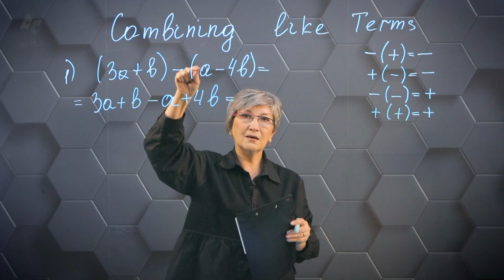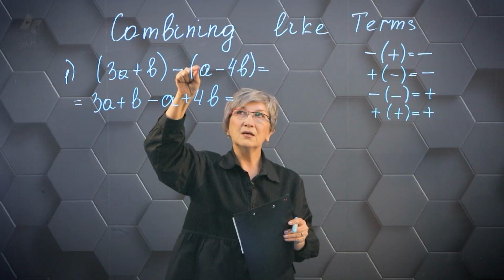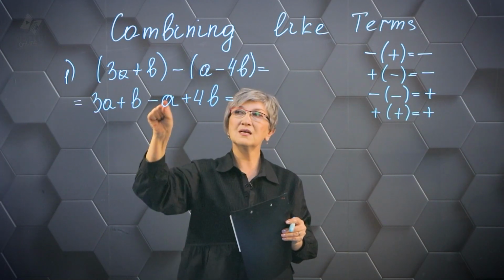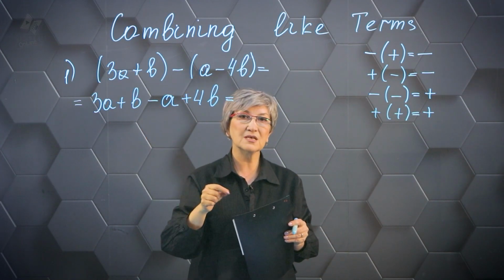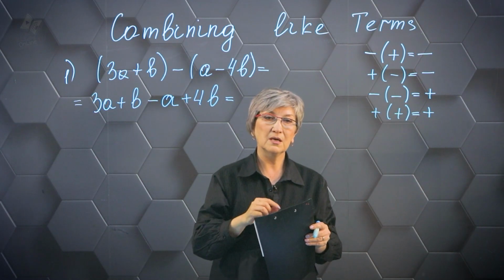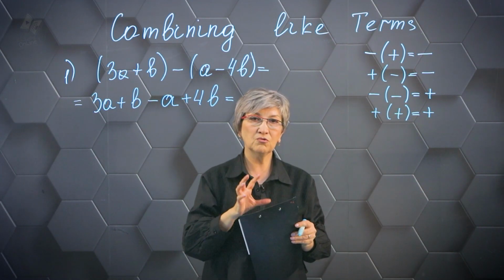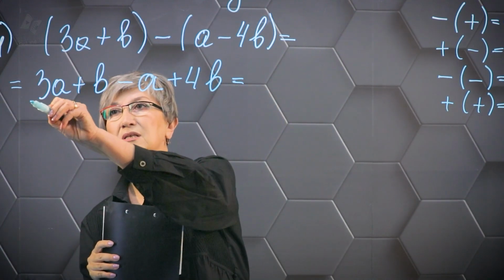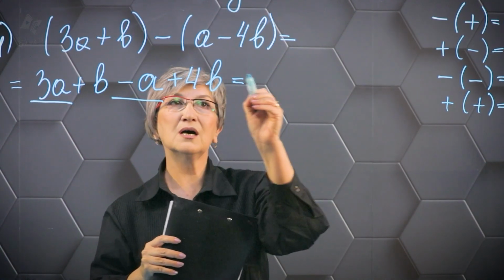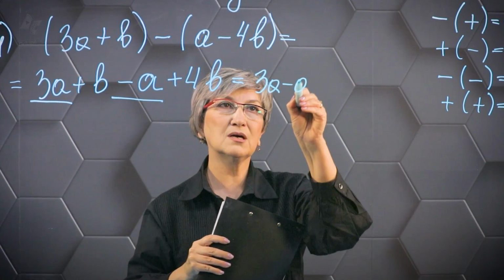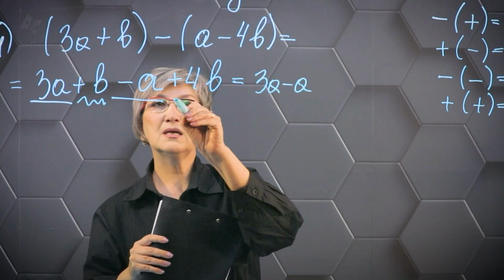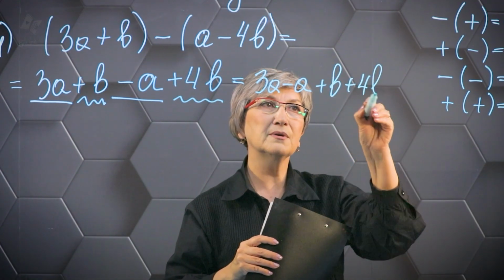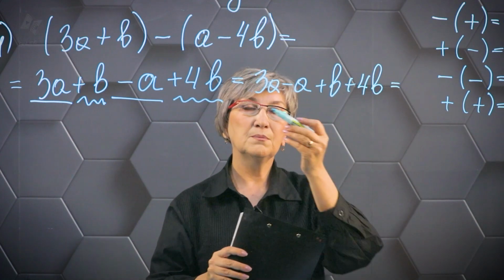A question may arise. The number a has a positive sign. No, but there is a minus sign in front of the parenthesis, so the positive sign changes to a negative sign. The result is minus a plus 4b. And only then can I find like summands. Let's mark the like terms. 3a minus a, let's write it down, 3a minus a. Plus b and plus 4b, let's write it down, plus b plus 4b. And now we can do the math.